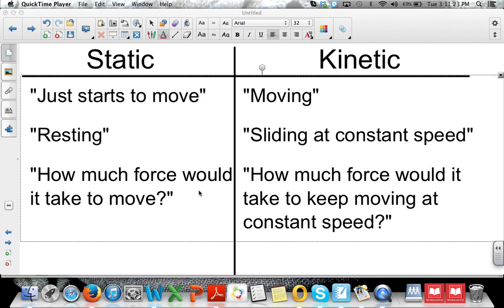So read your problem carefully and think about, is the box moving yet? If it is, it's kinetic. If it's not, and we're trying to figure out how much force it's going to take to do that, then it's static.